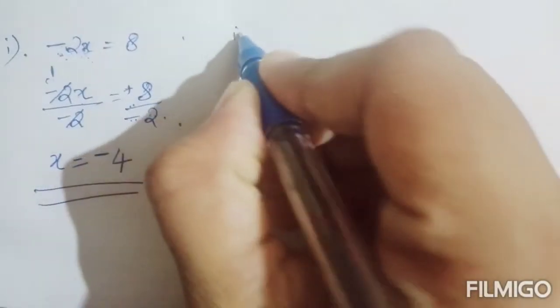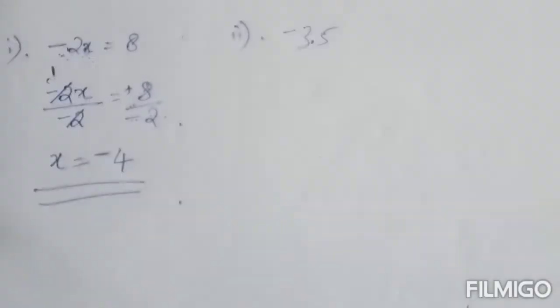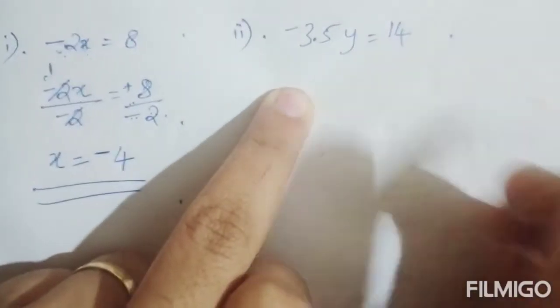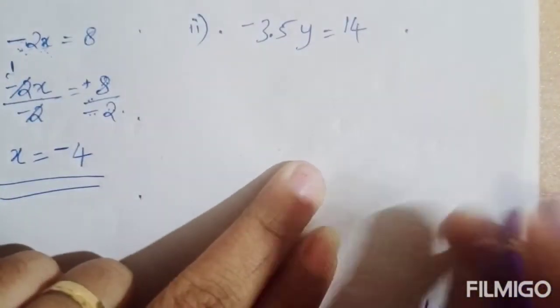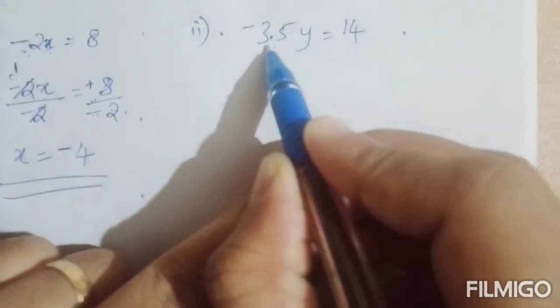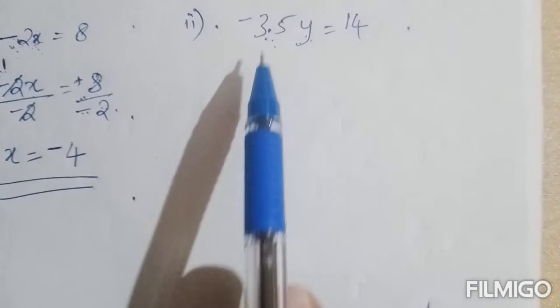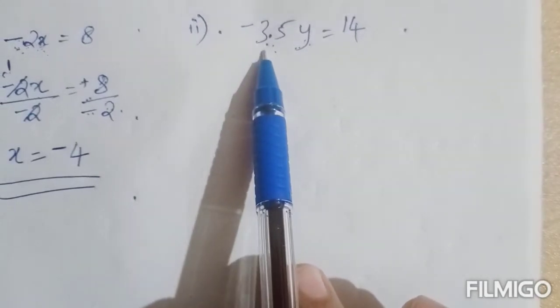Okay, second one, minus 3.5y equal to 14. So here also multiplication is coming, minus 3.5 into y. So what to do? You have to divide both sides of the equation by minus 3.5.